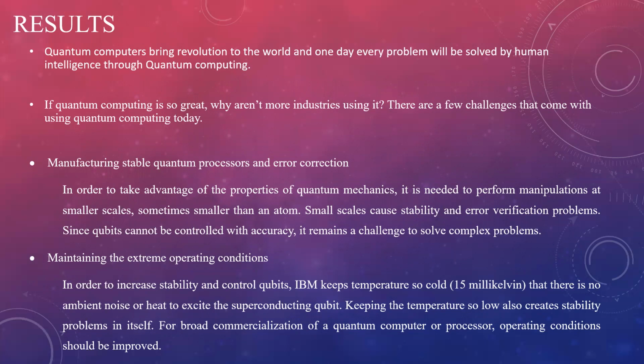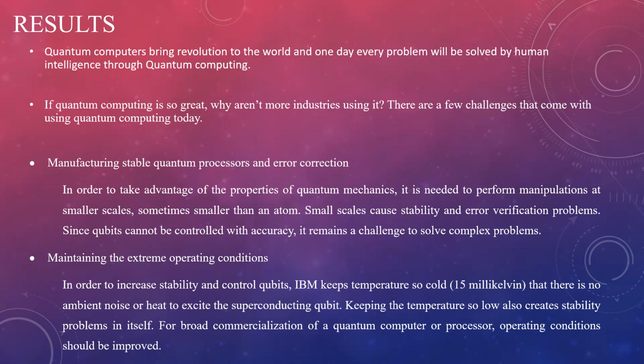If quantum computers are so great, why aren't more industries using them? Why doesn't every company have its own supercomputer or quantum computer? There are a few challenges that come with using quantum computers today. They are manufacturing stable quantum processors and error correction. In order to take advantage of the properties of quantum mechanics, it is necessary to perform manipulations at small scales, sometimes smaller than an atom. Small scales cause stability and error correction problems. Since qubits cannot be controlled with accuracy, it remains a challenge to solve complex problems.